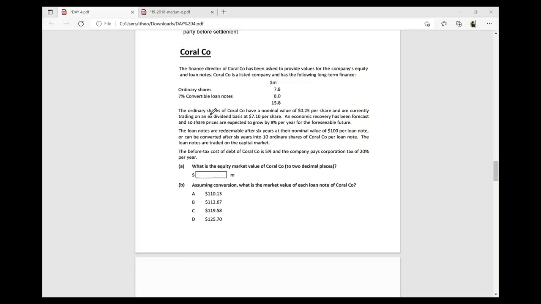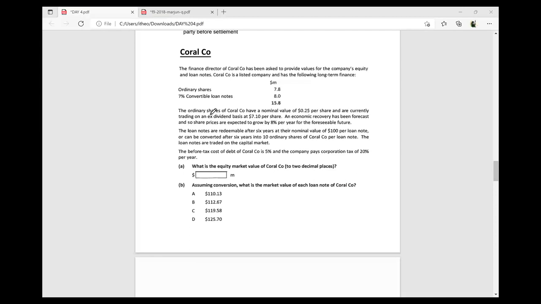The question states, the finance director of Coral Company has been asked to provide values for the company's equity and loan notes. Obviously, equity means shares and loan notes means the company's debentures. Coral is a listed company and has the following long-term finance. Ordinary shares are 7.8 million, 7% convertible loan notes, 8 million, total capital structure comes to 15.8 million.